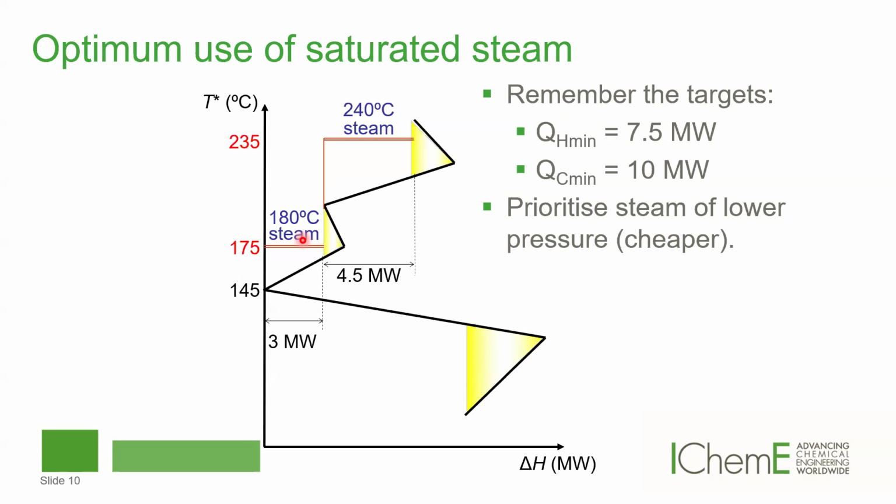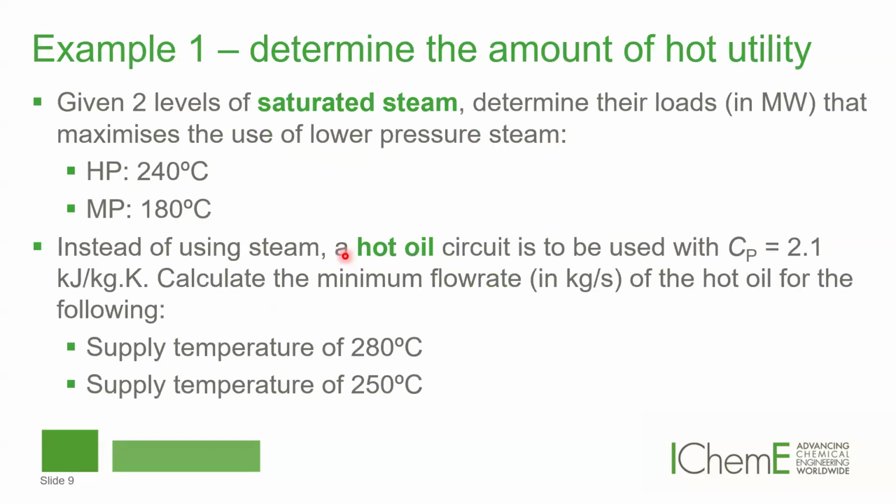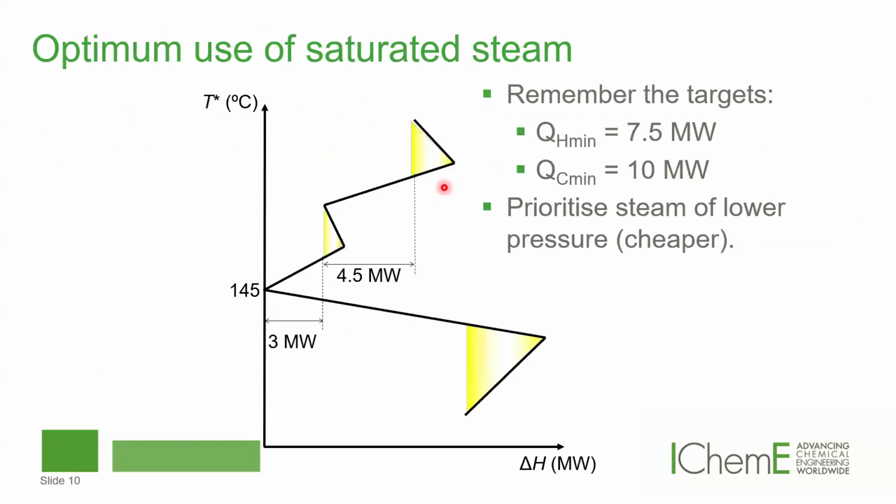Because we shifted the temperature by 5 degrees the moment we place our steam on the grand composite curve, we need to shift it by half of delta T min. That is 10 divided by 2, so 5. We need to shift it downwards, or reduce it, to 175. Remember, that's the rule we took note of earlier: reduce it by half delta T min. So instead of plotting it at 180, we plot it at 175.